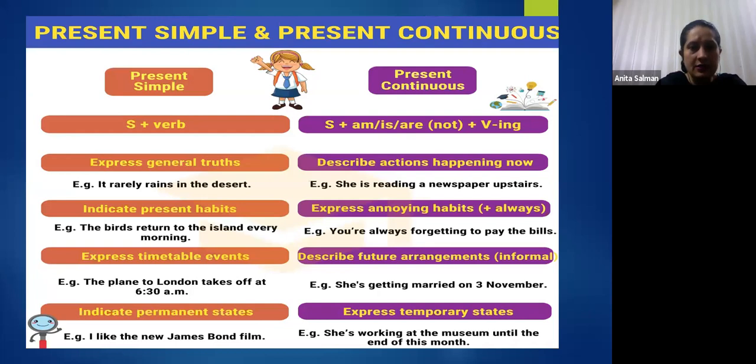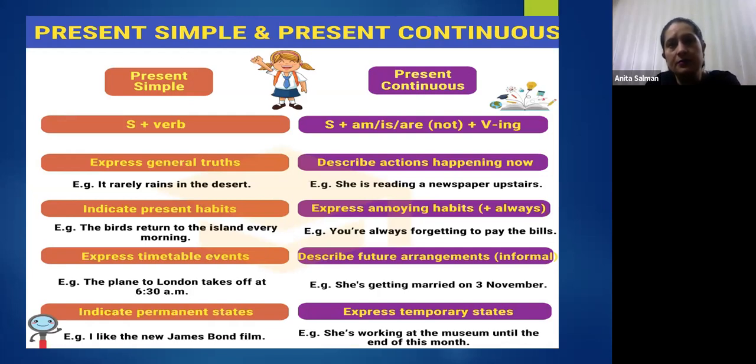Next, see, present tense indicates permanent states, right? For example, I like the new James Bond film, right? It indicates permanent states, whatever you like, whatever you don't like, right? That you can describe your states in simple present tense.